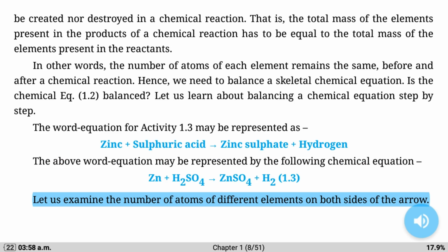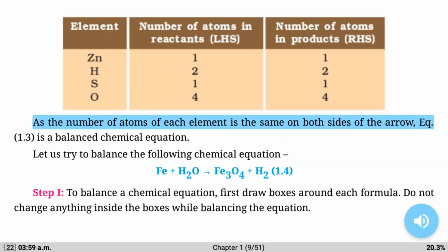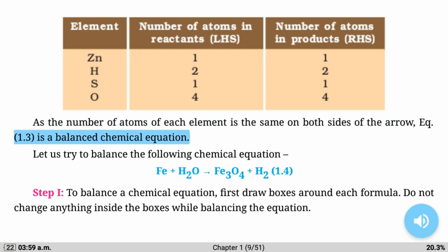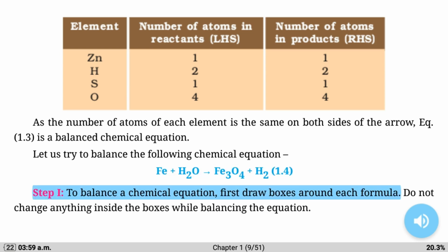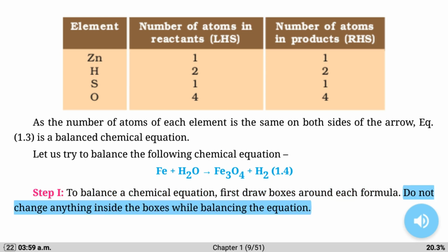Let us examine the number of atoms of different elements on both sides of the arrow. As the number of atoms of each element is the same on both sides of the arrow, eq 1.3 is a balanced chemical equation. Let us try to balance the following chemical equation: Fe + H2O → Fe3O4 + H2 (1.4). Step I. To balance a chemical equation, first draw boxes around each formula. Do not change anything inside the boxes while balancing the equation.